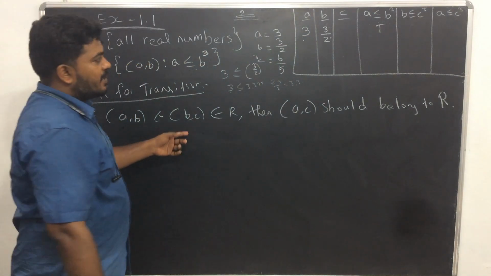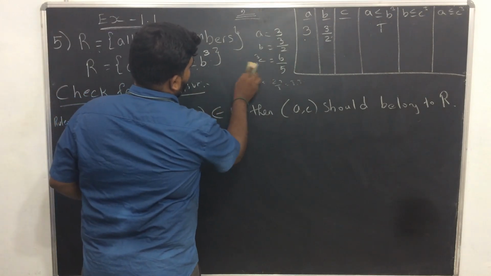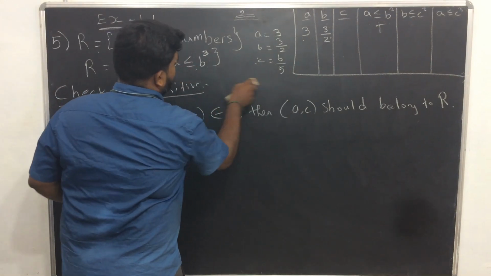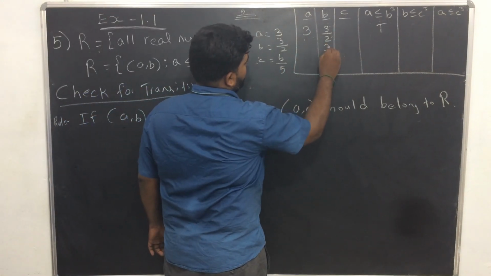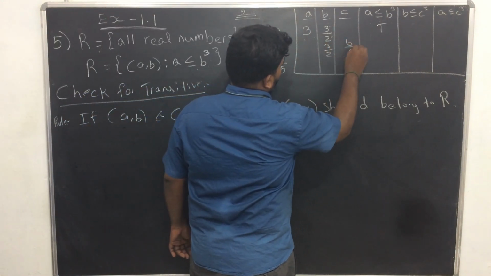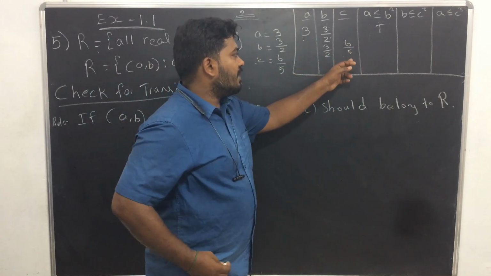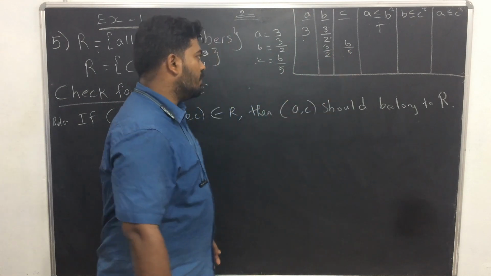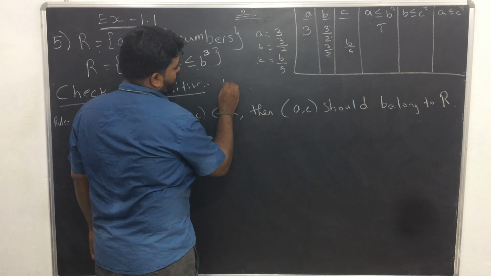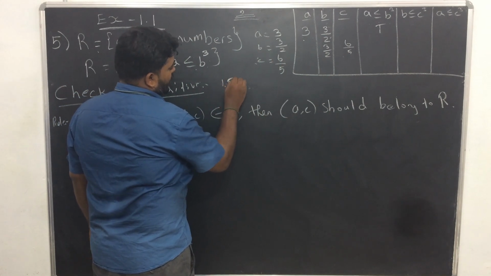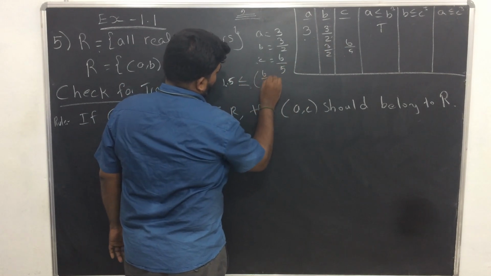Now we will check for B comma C. B is 3 by 2 and C is 6 by 5. Now, the point is 3 by 2 has to be less than or equal to 6 by 5, the whole cube. That is the point, isn't it? So, what is 3 by 2? 3 by 2 is nothing but 1.5. You can write 3 by 2 as 1.5, and it has to be less than or equal to 6 by 5, the whole cube.